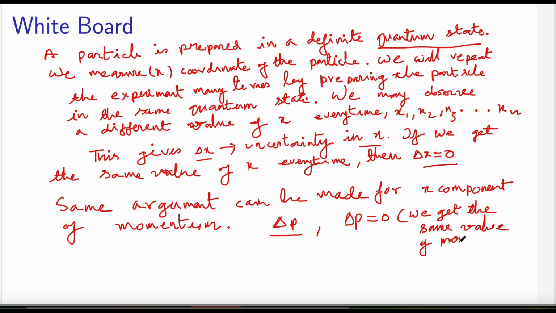So we prepared the particle in the quantum state and measured the momentum, and every time we are getting the same value of the momentum. So in that case, there is no uncertainty in the momentum, and we say delta p is equal to 0. But in the general case, there will be a delta p, and this delta p may not be 0.